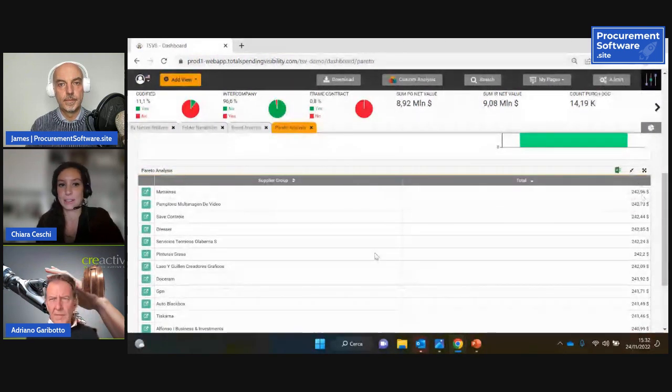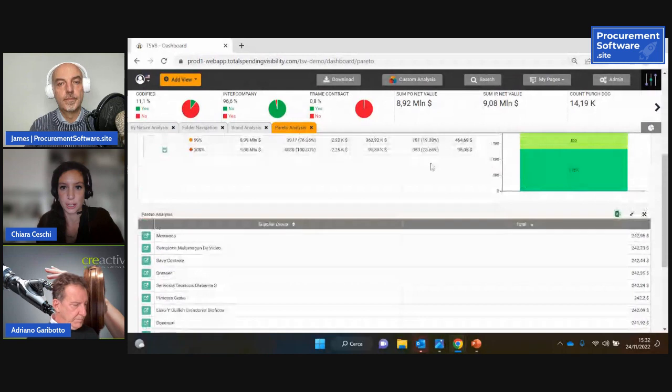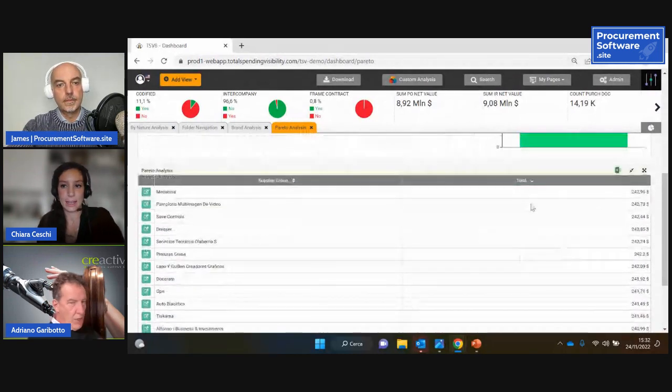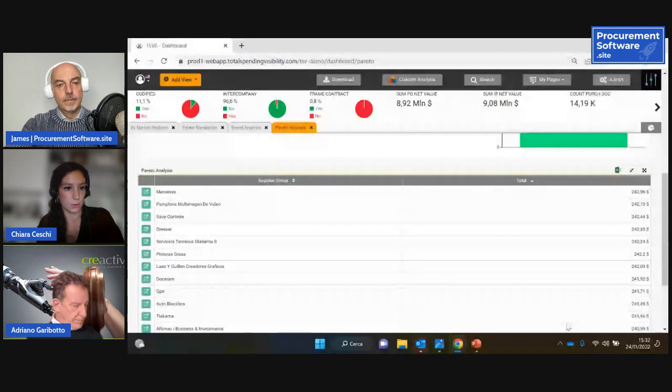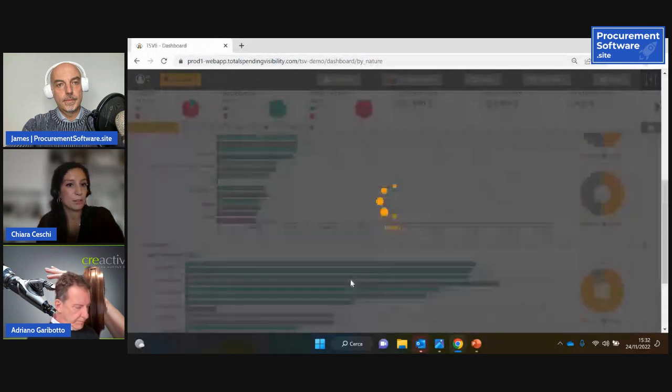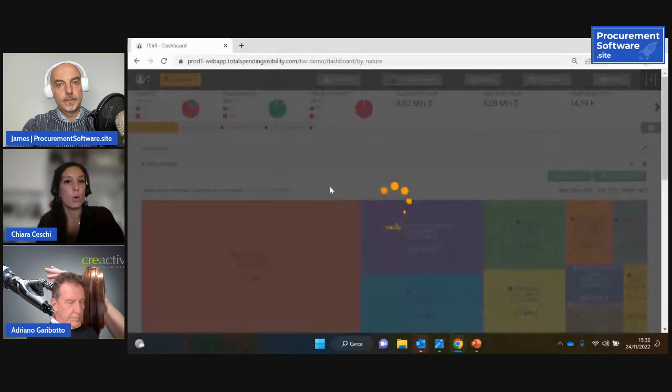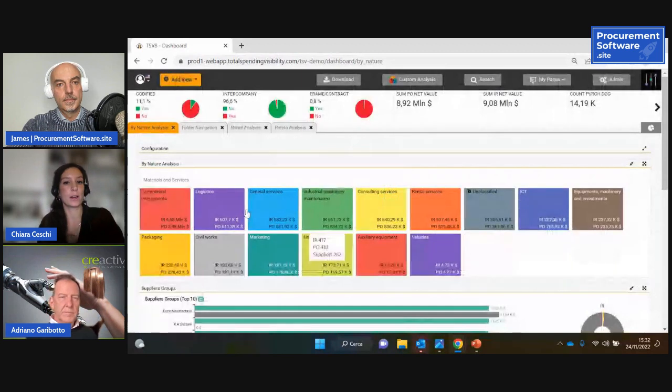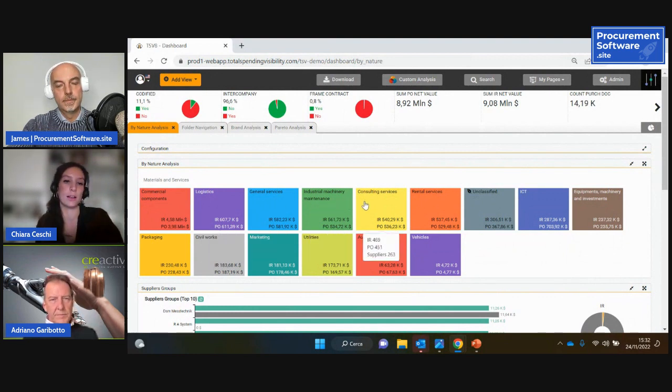So in this case, all of these suppliers, which actually are almost 1,000, are connected to very small amounts. If we go back, for example, into the by nature analysis, it is possible to see what are the main categories where these suppliers are. So we can see the distribution of the main areas of these small suppliers, small amount suppliers.